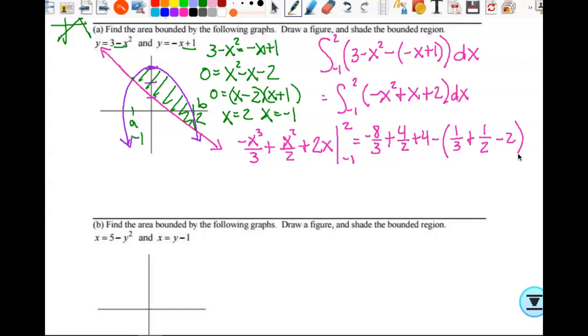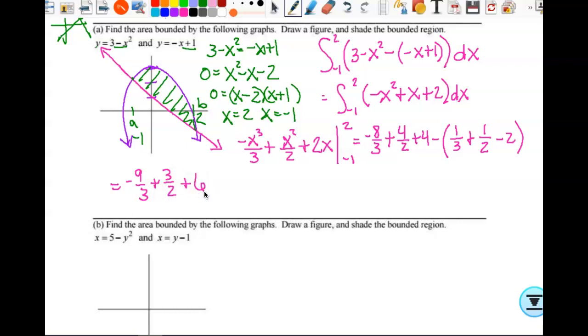So this is the way I'm going to simplify this. Let me come way over here. So I have this -8/3 minus 1/3. So I'm going to make that -9/3, which I know is -3, but I'm making it -9/3. Plus 4/2 minus 1/2 gives me 3/2 plus 6. Okay. Everybody with me so far?